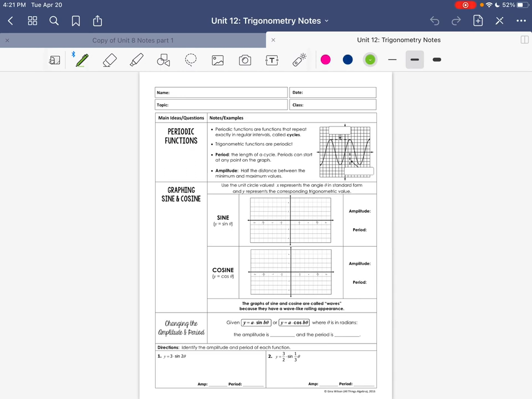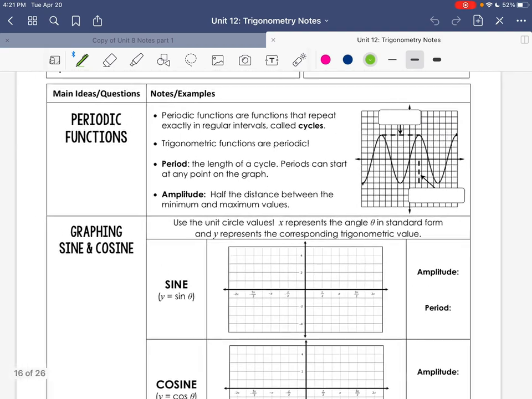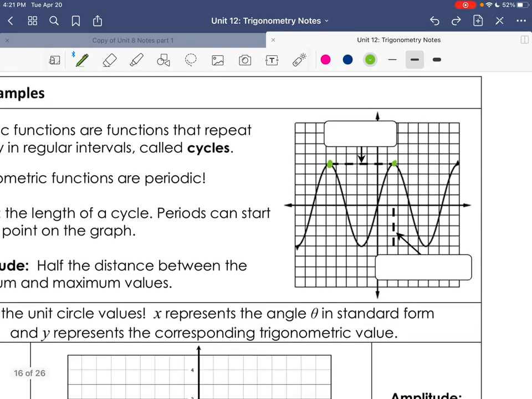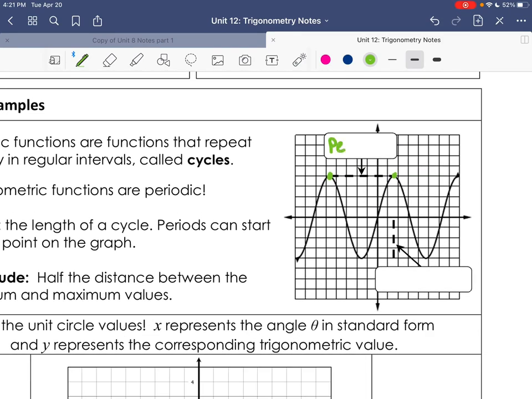So the period is this measurement from here to here. So it's from one peak to another. That's the period. Oh, we can't see that. Let me make it bigger so I can write, and then when I zoom out, you'll be able to read it.